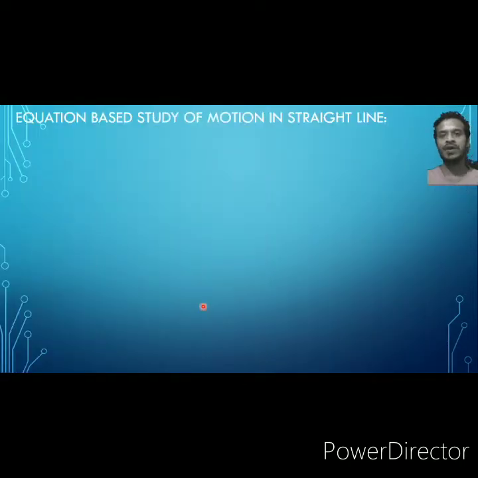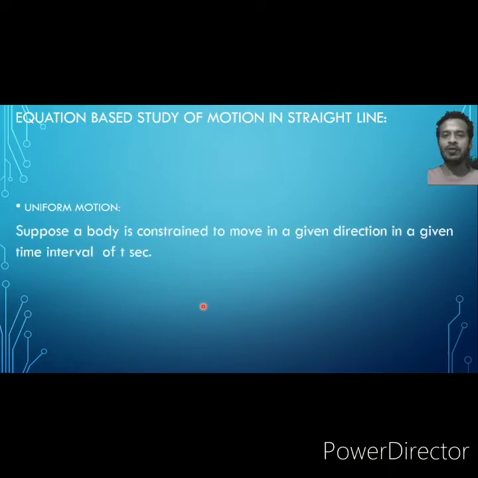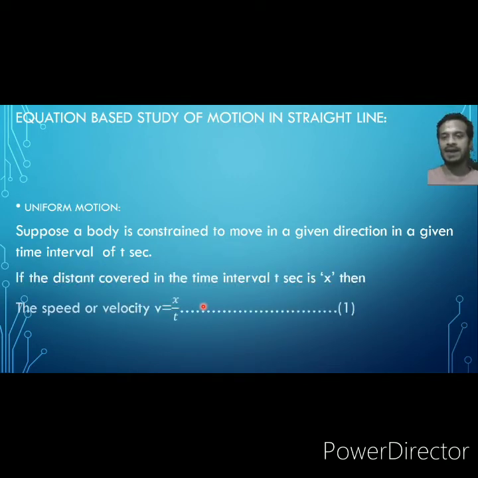Next, equation-based study of motion in a straight line. First of all, uniform motion. In the uniform motion, what happens? Suppose a body is moving in a given direction in a given time interval, and its distance traveled is x. Therefore, the main and foremost equation is v equal to x by t. We can also write x equal to vt. So, based on these two equations, we can study entirely the uniform motion.